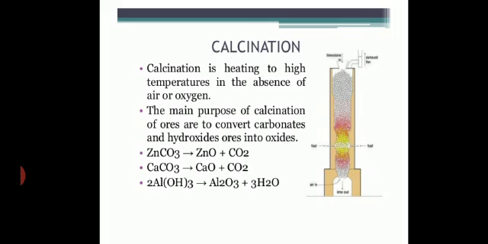Calcium carbonate on heating gives calcium oxide and carbon dioxide. See, all is converted into its oxide. Aluminium hydroxide on heating will give you alumina, or aluminium oxide, and water. So all of it is being converted into its oxide during calcination and roasting, depending upon whether we should go for calcination or roasting.